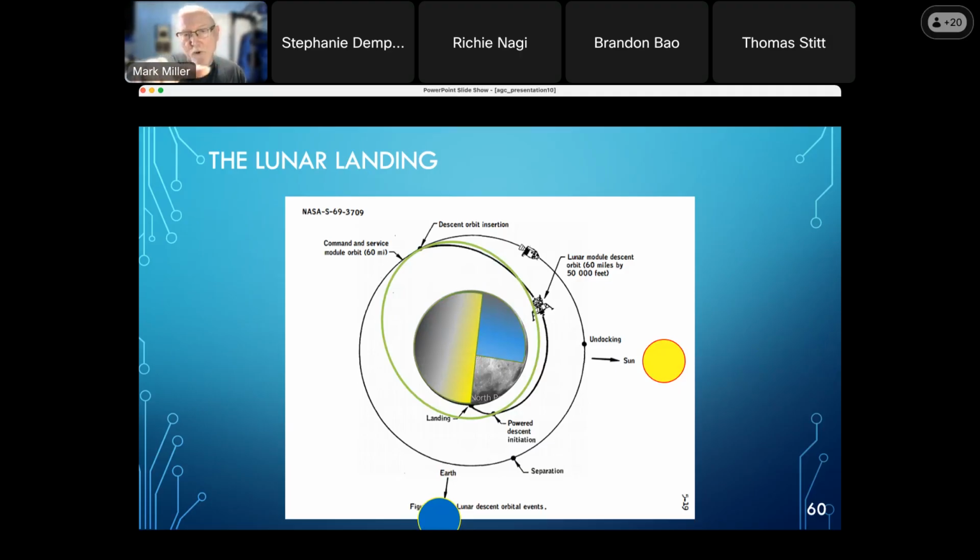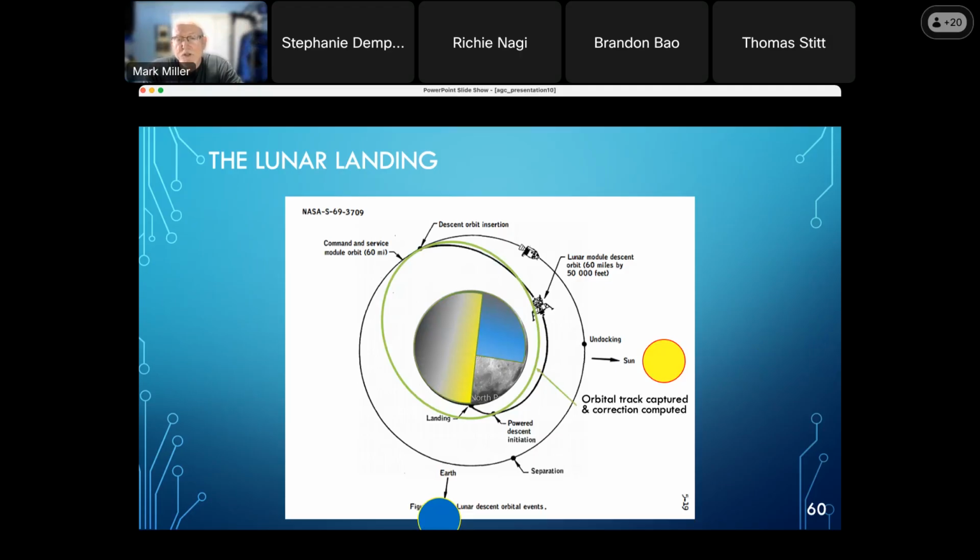And so they'd burn the lunar module engine for a little bit to adjust its orbit, and then it would come to within 50,000 feet of the lunar surface as it came around the front of the moon. And if they did nothing at that point, it would just continue on that green line around its orbit. But otherwise, they would actually start their landing burn.